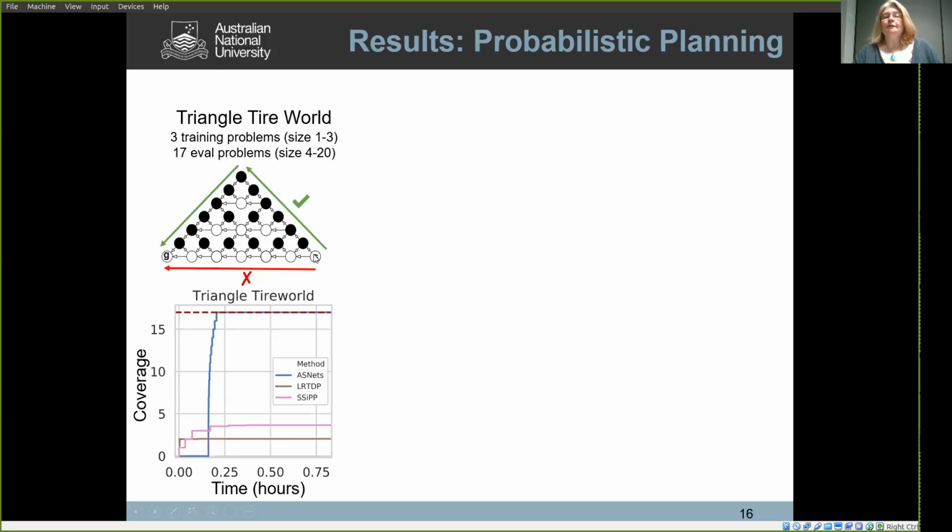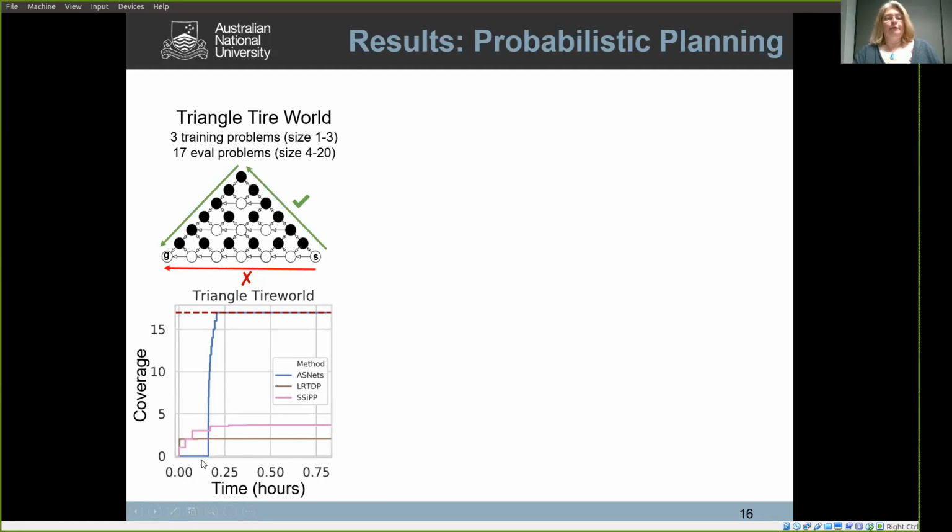Interestingly, there is a simple strategy to solve triangle tire worlds. You simply need to move to an adjacent location from which there are 2 spare tires available in a row. And so this is the kind of simple trick that ISNet is capable of learning, and which it is going to manage to learn using 3 training problems only, the largest one being this one. So these are the results.